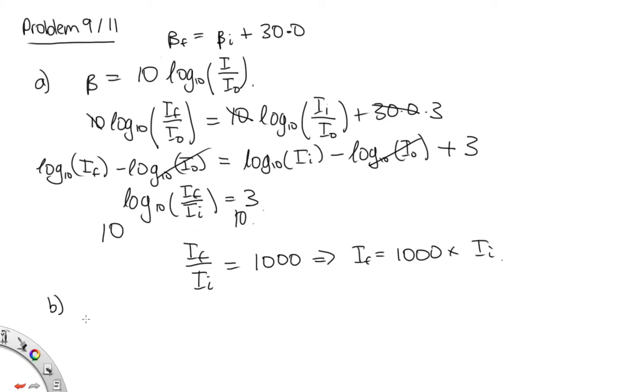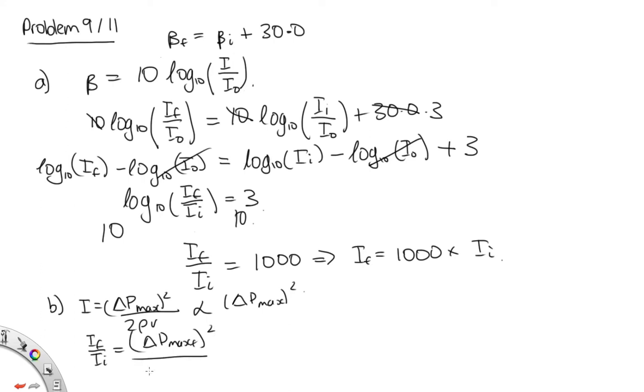Now in part B, we're asked to show that its pressure amplitude increases by a factor of 32. Well, the intensity is equal to the pressure amplitude squared over 2 rho V. So the important point is that it's proportional to the pressure amplitude squared. So that tells us that IF over II is equal to P max F squared over P max I squared, and we know that's equal to 1000.